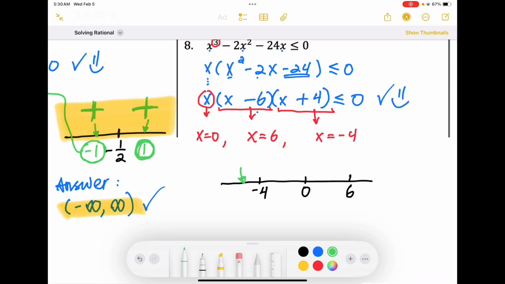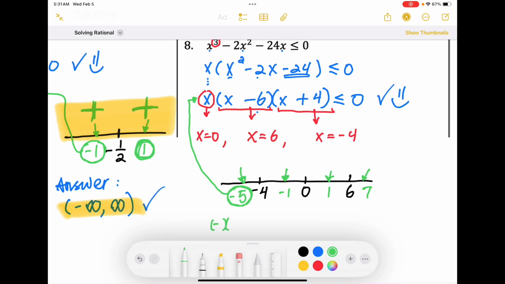Okay, location, location, location. I'm going to check some numbers. So -4, I know it's right there, so I'm going to pick -5 to check it. In between -4 and 0, can I pick -1? In between 0 and 6, can I pick 1? Yes. Bigger than 6, can I pick 7? Yes. So we're going to do the same thing to check it. When you plug in the number you pick, remember, we got to go all the way back to my original equation.